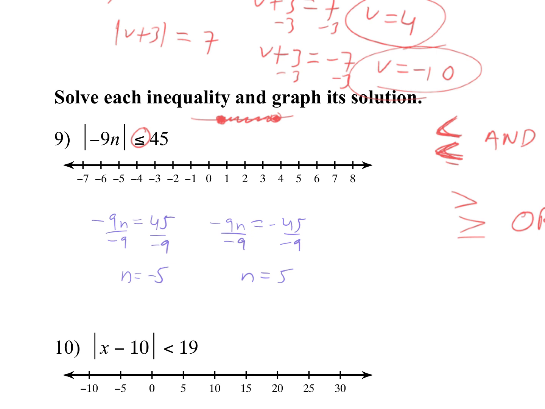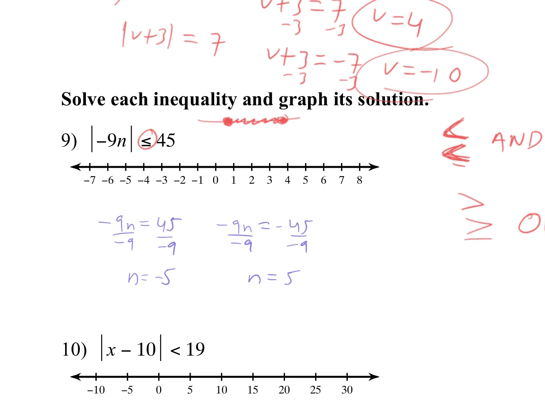All right, so our two values are going to go, right? We see a negative 5 here and a 5 right here. It is with equality, so we're going to have closed circles. All right, and it is a less than, so we're going to shade in between.